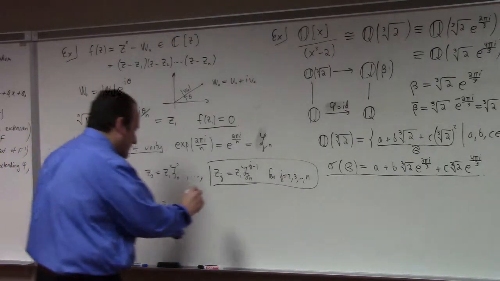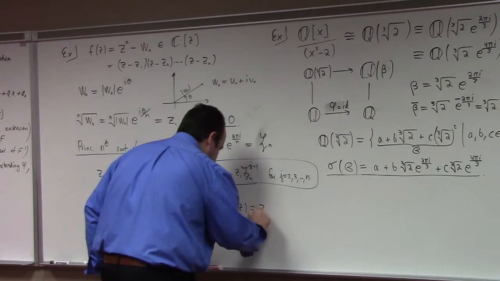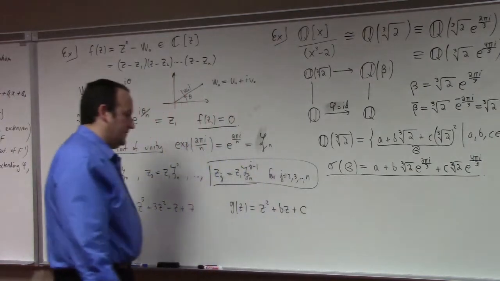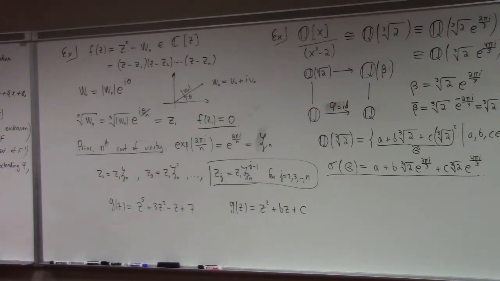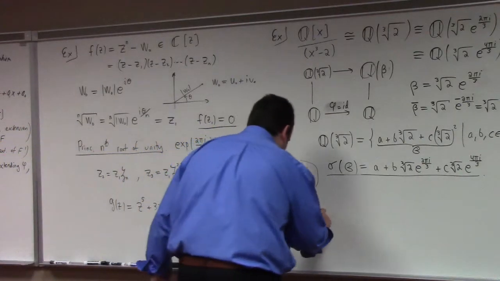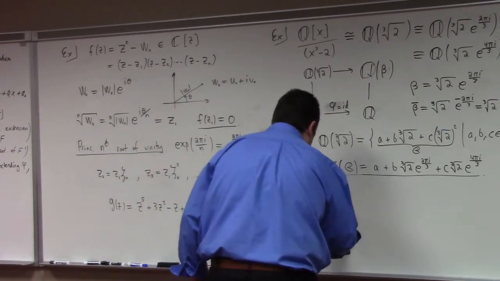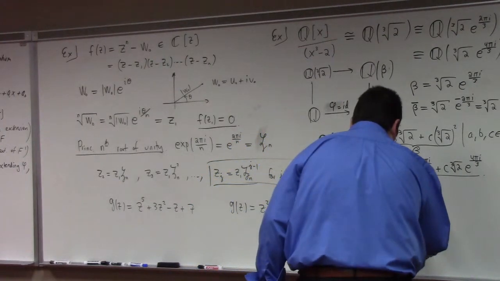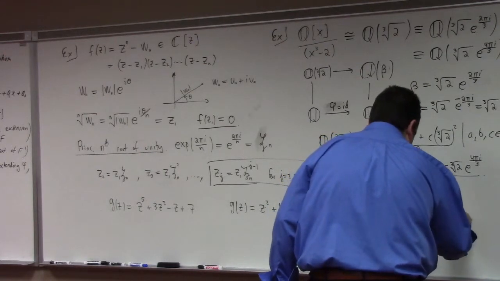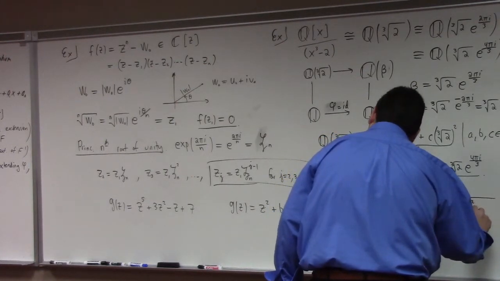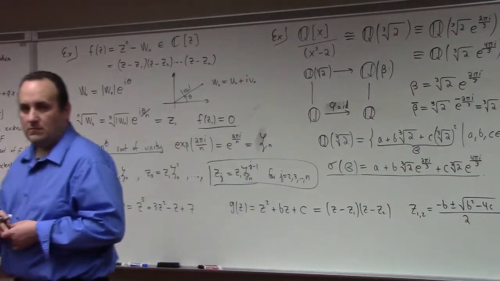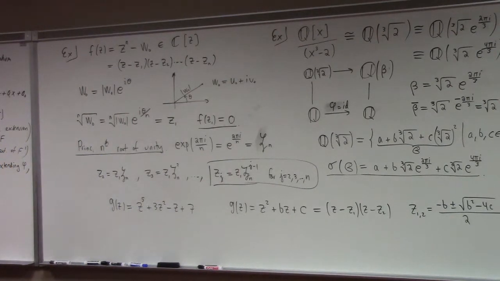How would I factor g of z equals z squared plus bz plus c? You should be able to just straight up factor that. How do you factor that? Quadratic formula, right. I do z minus z1 times z minus z2, where z1 and z2 are equal to minus b plus or minus the square root of b squared minus 4ac, which is just minus 4c here, divided by 2. That still makes sense when b and c are complex numbers.